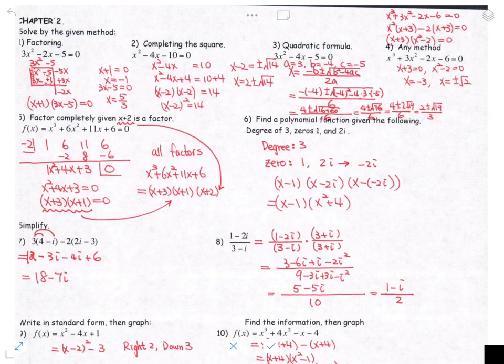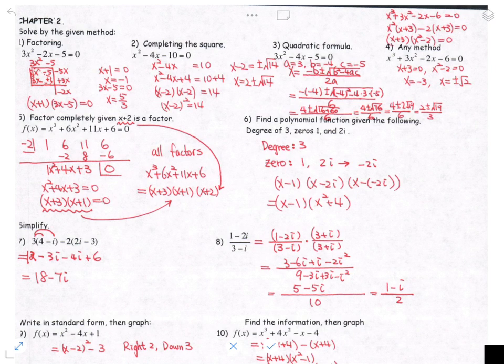Number 4, any method. Even though it says any method, because it's more than 3 terms, I should try factor by grouping. What do I mean by factor by grouping? I'm going to group the first and second term together, and the third and fourth term together. That's factor by grouping. Whenever it's more than 3 terms, I definitely try this. This way I can factor the whole thing into x plus 3 times x squared minus 2.